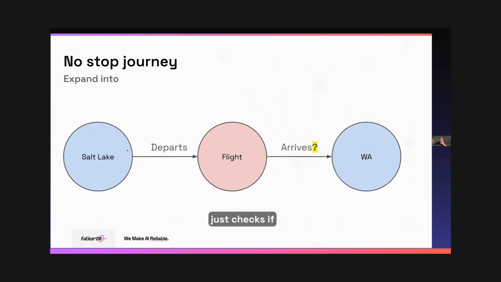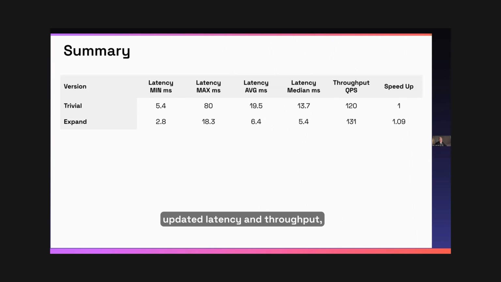So this new variation just checks if an edge exists. It doesn't check if we've reached Washington. We just check if there's an edge connecting the current discovered flight to the already bounded Washington node. And this is a little bit cheaper. And so in the updated latency and throughput, we can see that the median dropped from 13 to 5. QPS throughput rose by 11. And we got a nice speed up. Nothing too fancy, but nice.